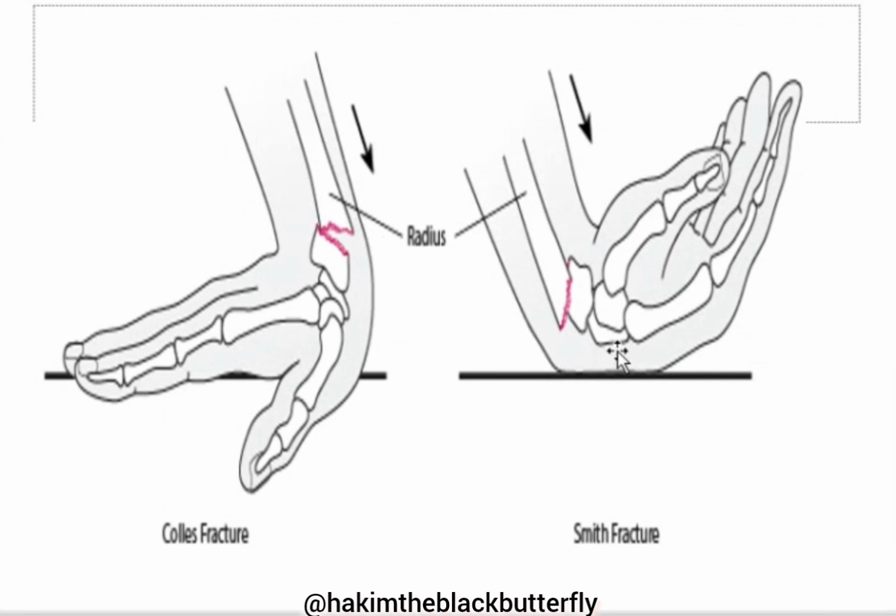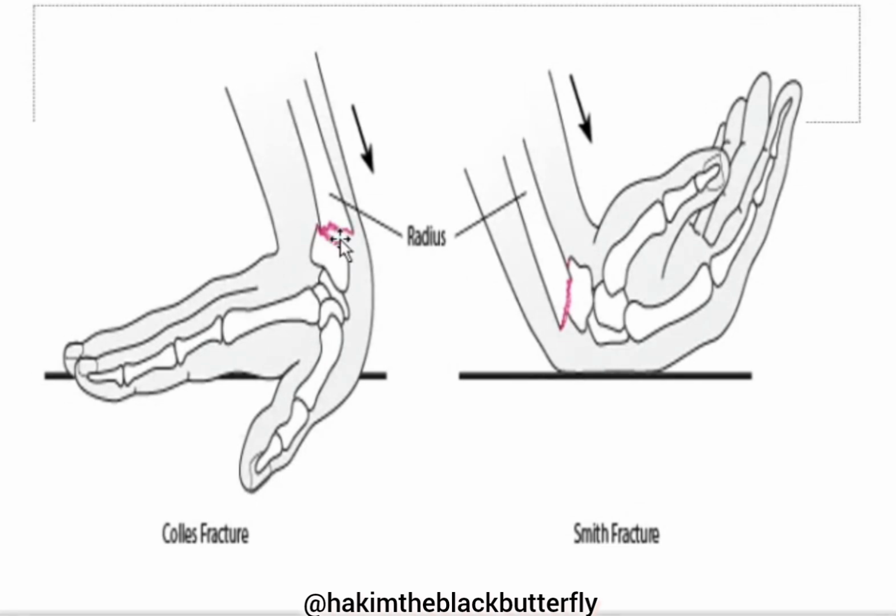However, when you fall in such a way that the dorsum of the hand, or the posterior aspect of the hand, is the one which touches the floor, you're going to get a reverse, whereby the proximal segment is going to displace posteriorly and the distal segment is going to displace anteriorly. This is a reverse of this, and this is what we call Smith's fracture. So these fractures occur at the distal aspect of the radius.